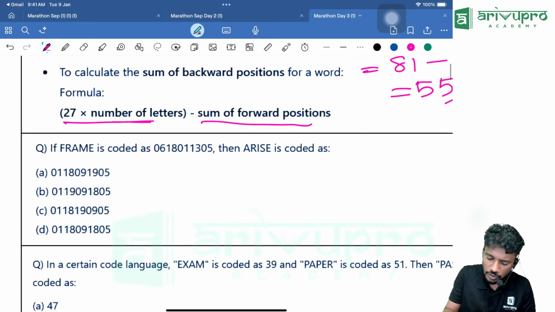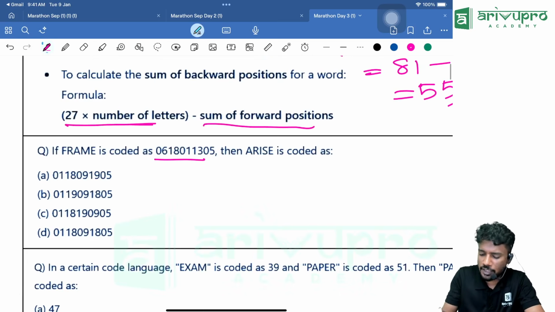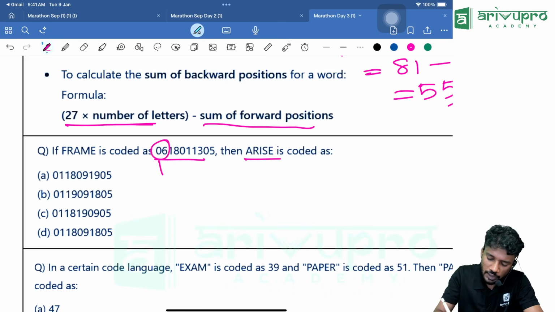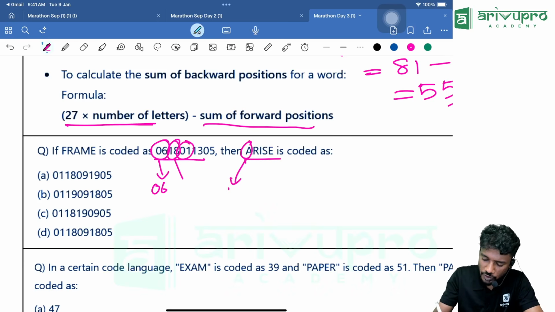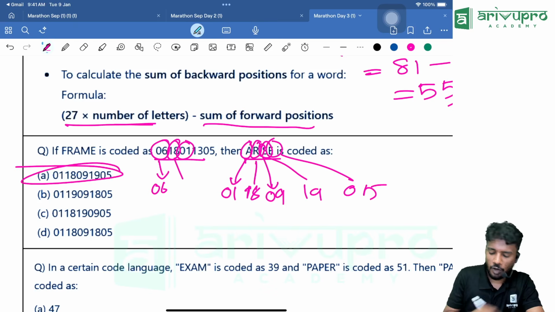Now the first question. Frame is coded as this, then arise is coded as what? Frame. F is at 6th position, so 06. Then R is at 18th position. A is at 01 position. So arise is 01, 01, 8... I is 09. Then S is 19. E is 05. What is the answer? Option E.